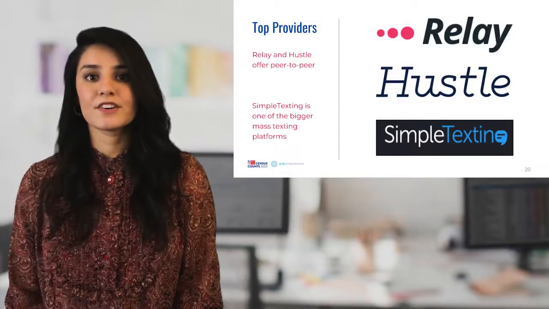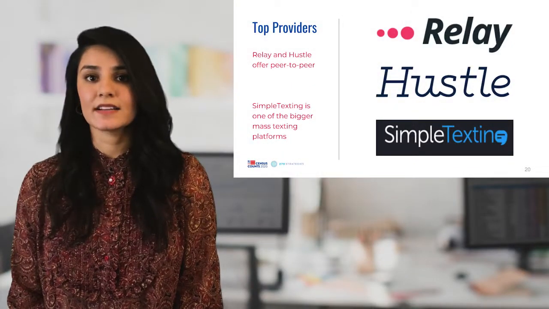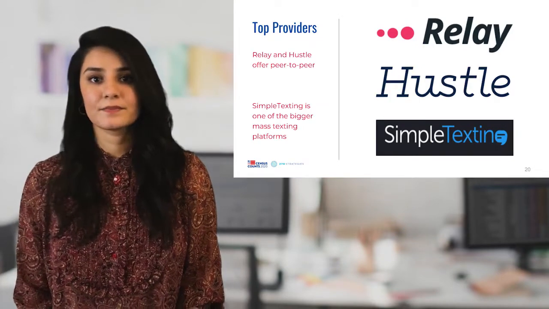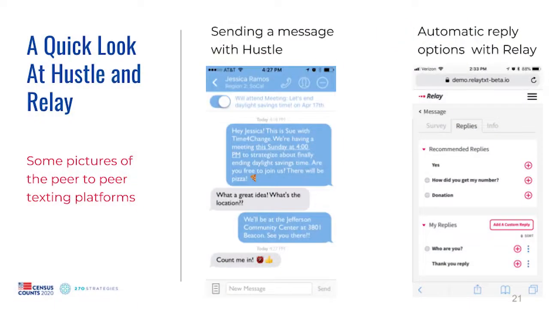Three of the biggest providers are Hustle, Relay, and Simple Texting. Hustle and Relay are peer-to-peer, while Simple Texting is mass. Here, you can find a few examples of what it looks like visually. With the Hustle example, you can see how the conversation unfolds. With the Relay screenshot, you can see how the staffer or volunteer is able to choose a templated reply with the click of a button.